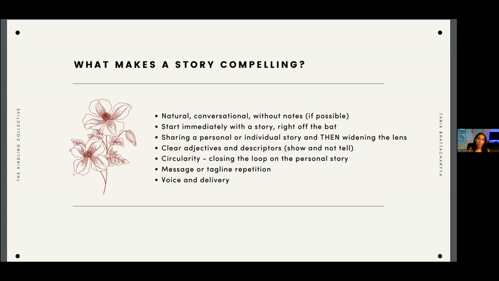And in that story, how can you include clear adjectives and descriptors? So in the Oprah speech that you can watch afterwards, she says, his tie was white, his skin was black. I was on the linoleum floor, bone tired from cleaning other people's houses. And so she says all that instead of simply saying, oh, I was poor, right? She's showing and not telling, she's painting a picture. And so how can we do that when we advocate for the families that we serve?